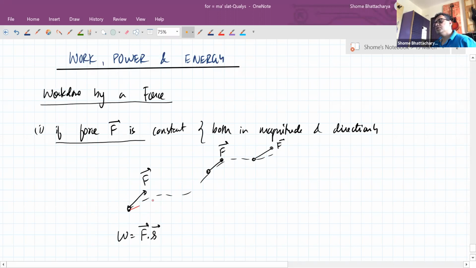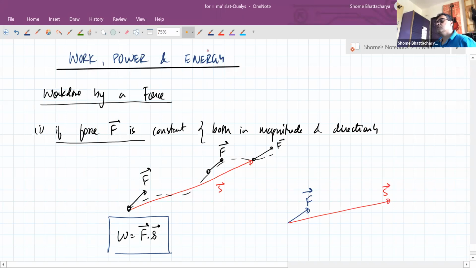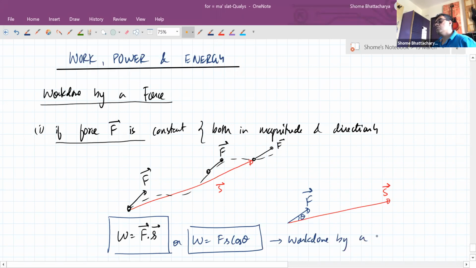So the particle moves from here to here. Let's say this is the displacement vector. So the work done is just F dot x, the scalar product of force and displacement. If this is our force vector and this is our displacement vector, then during that displacement, the work done will become Fs cos theta. This is the definition of work done by a constant force F through a displacement of S.